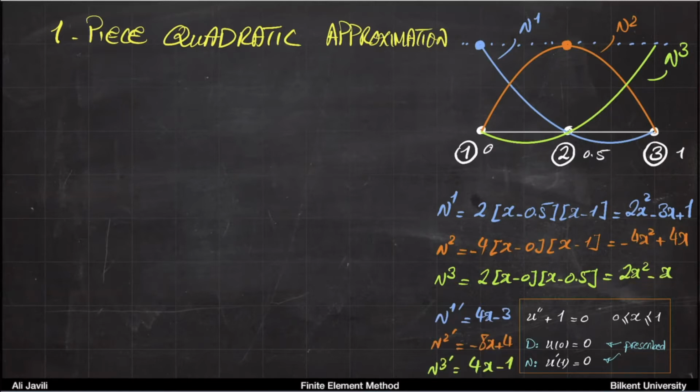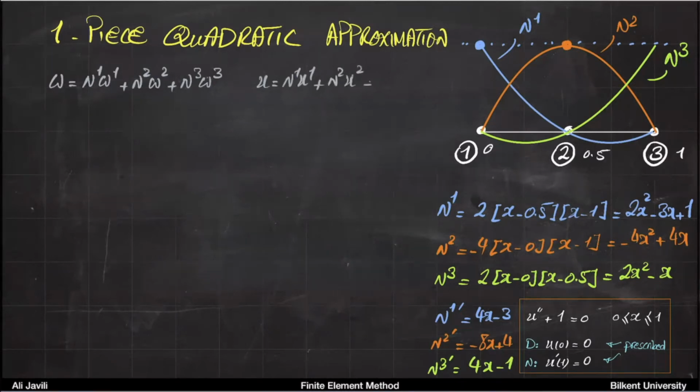Now we come to our usual, let's say, standard procedure. Next, you would say my test function W is N1 W1 plus N2 W2 plus N3 W3. And U is N1 U1 plus N2 U2 plus N3 U3. Now, again, because of the boundary condition here, remember, U at 0 is 0. So U1 is 0. 1 is the node at 0, right? So U1 is 0. But also remember, we said if it's a Dirichlet type boundary condition, the test function is 0. So W1 is 0. Now we have this shorter version of each of them.